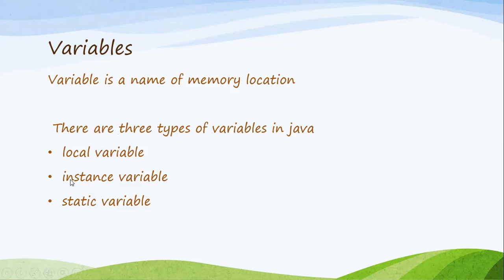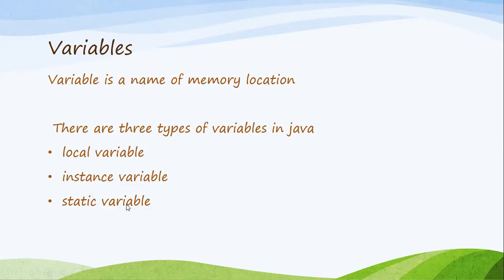And what about instance variables? The second one is the instance variable. A variable declared inside the class but outside the body of a method is called an instance variable. It is not declared as static. It is called an instance variable because its value is instance specific and is not shared among instances.